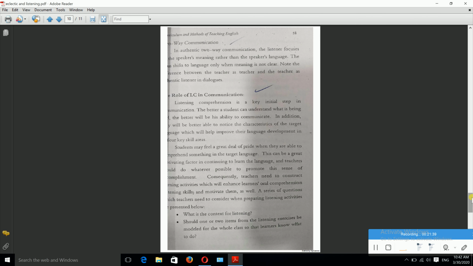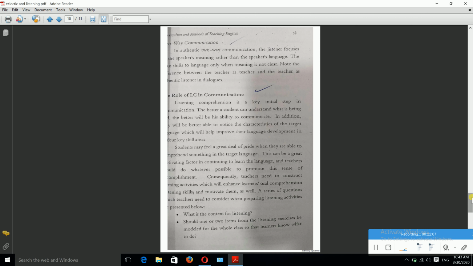Two-way communication. Yes, we may communicate from one side or through two sides. In authentic two-way communication, the listener focuses on the speaker's meaning rather than the speaker's language. The focus shifts to language only when meaning is not clear. Note the difference between the teacher as teacher and the teacher as authentic listener in dialogues.